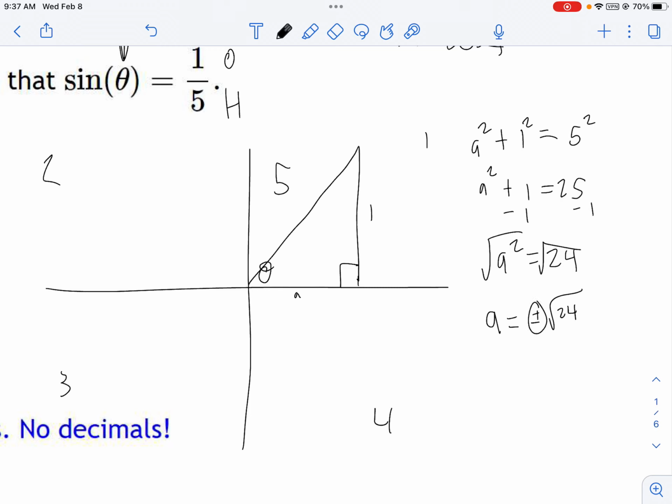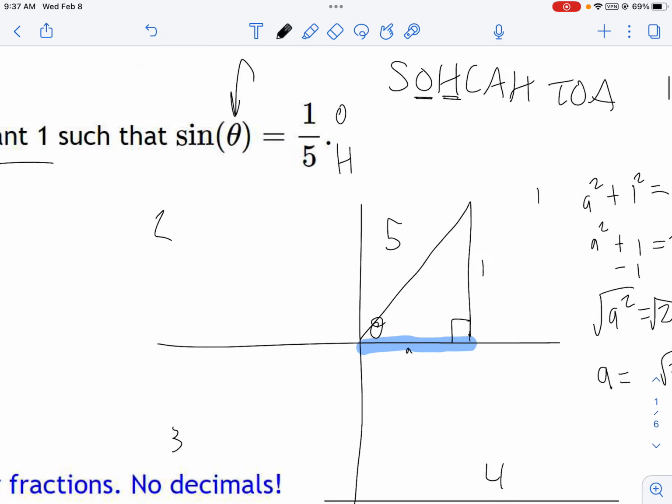Now we have plus or minus square root 24, and I'd say, which one is it, plus or minus? Well, think about it. Quadrant 1, you're moving to the right. Right is a positive number, and thus the plus. So you have a positive root 24.